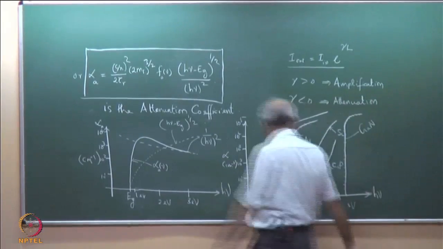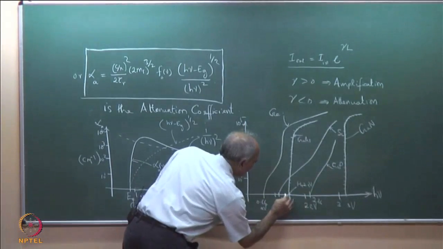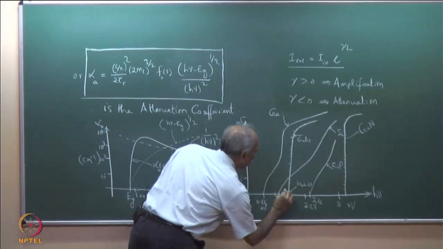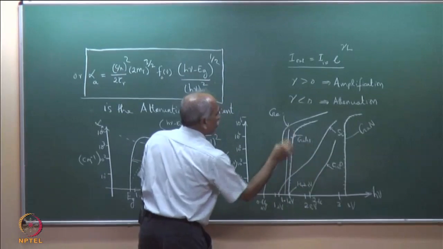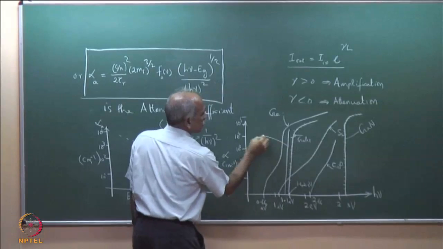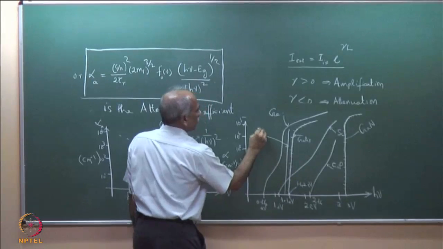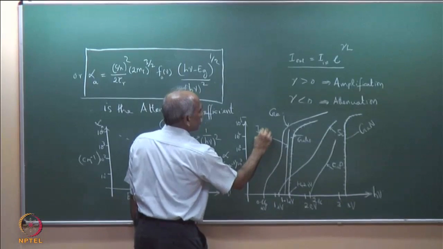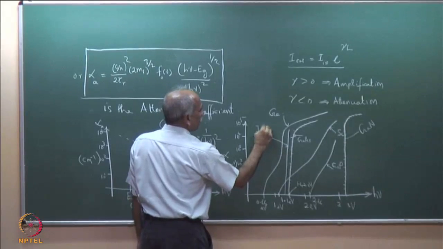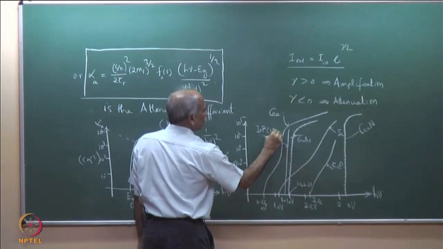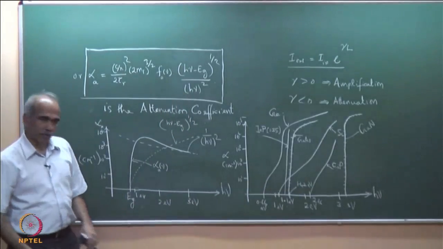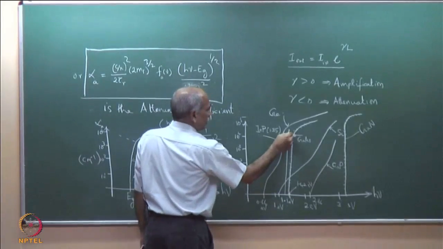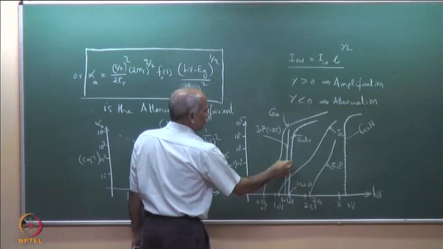These are direct band gap. Let me draw one more. This one here is indium phosphide, whose band gap is 1.35 eV. We have something to discuss.